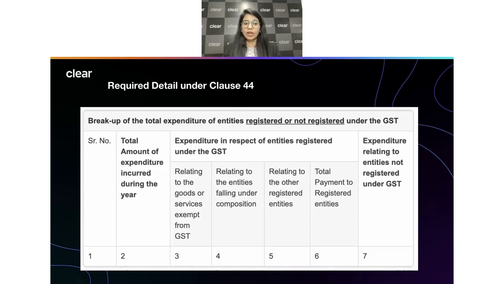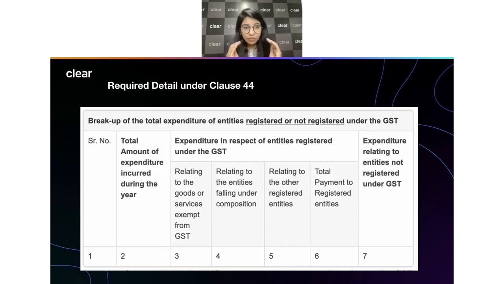So when we were talking about all this, the question is what exactly we have to report over here, right? Let's go with the wording which was there in this clause. Here it's a breakup of the total expenditure of entities registered or not registered under GST. So they have clarified it. We don't care about whether they are registered or not. It's just a breakup of the total expenditure.